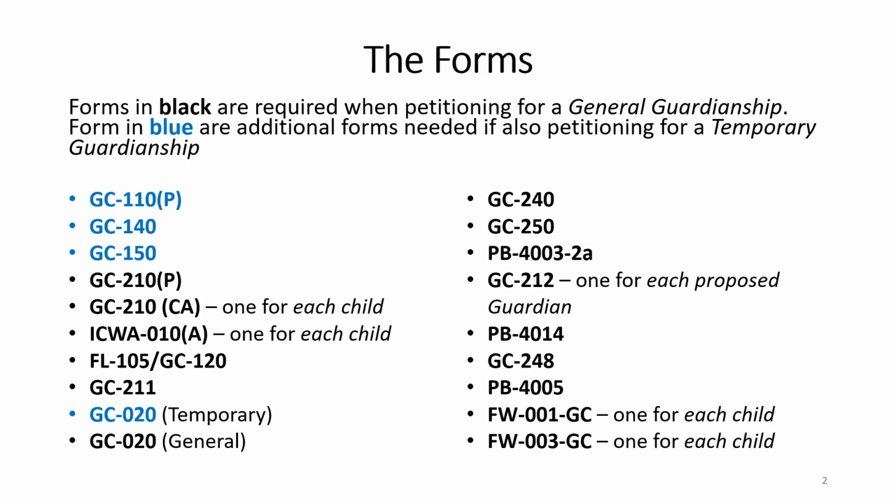The forms listed in black are required when petitioning for a general guardianship in Santa Clara County. The forms listed in blue are additional forms needed if you are also petitioning for a temporary guardianship. If you are applying for a general guardianship only, you can skip to slide 14 of this video because we will be covering the temporary guardianship forms first. You should have these forms in front of you so you can follow along as you watch this video.